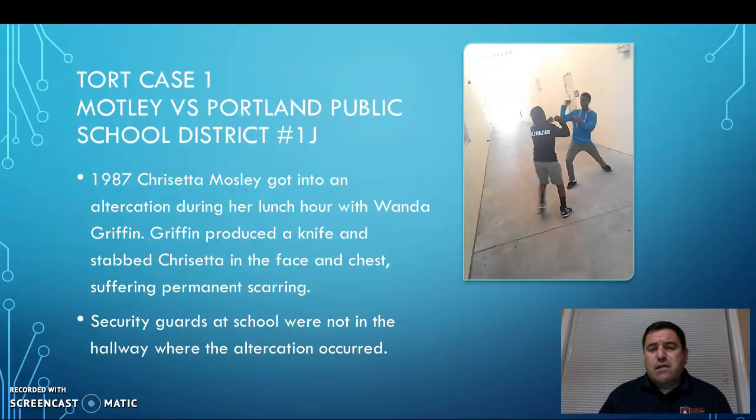The plaintiff does not always win. It's something I learned the past couple of days. They won their case, according to what I read, because the plaintiff failed to support the claim of negligence. Okay, the school had reasonable measures, so they were not liable for the injury to Chrisetta Mosley. According to the case, there were security guards there, but there weren't any in the hallway. But the fact that the school had some kind of security measure makes them not liable for injury. Okay.